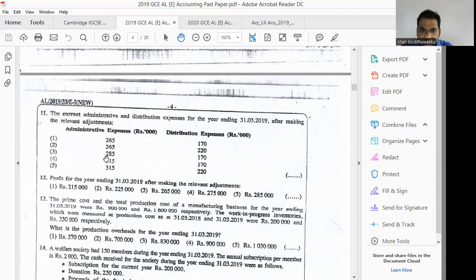Then we can't directly select the answer because 315 appears in two answers, fourth and fifth. Therefore, we have to further consider distribution expenses. Right.